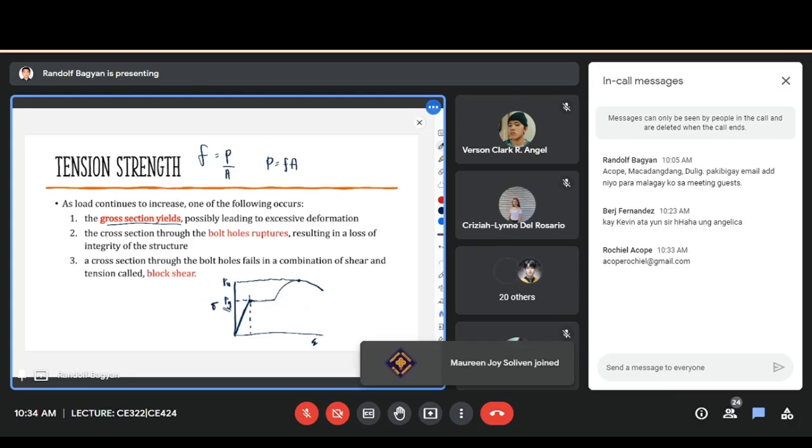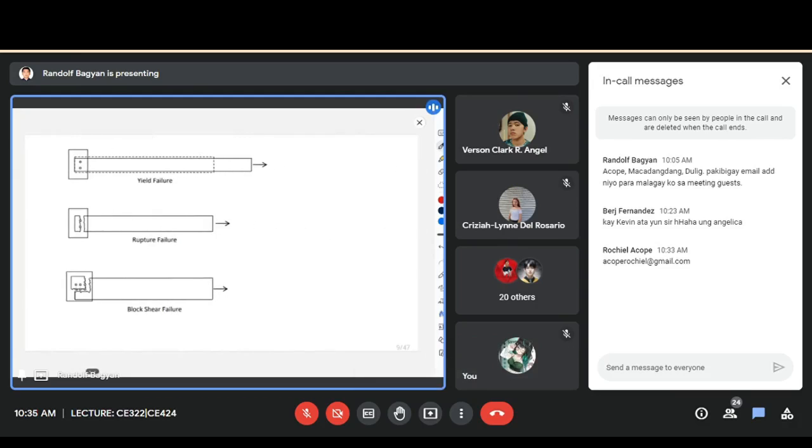Number 2, okay, the cross-section through the bolt holes ruptures. Doon daw sa mga connections natin. We look at this figure. Meron tayong mga bolt holes dito. Okay, dito yung cross-section yielding, class. So yung cross-section natin, nagkakaroon ng excessive deformation. That's number 1, yield failure. Number 2, rupture failure. Ibig sabihin, napuputol daw siya doon sa ating mga connections, dito sa bolted, okay, pwede din sa welded, class. Pwede din siya maputol doon sa pinag-weldingan.